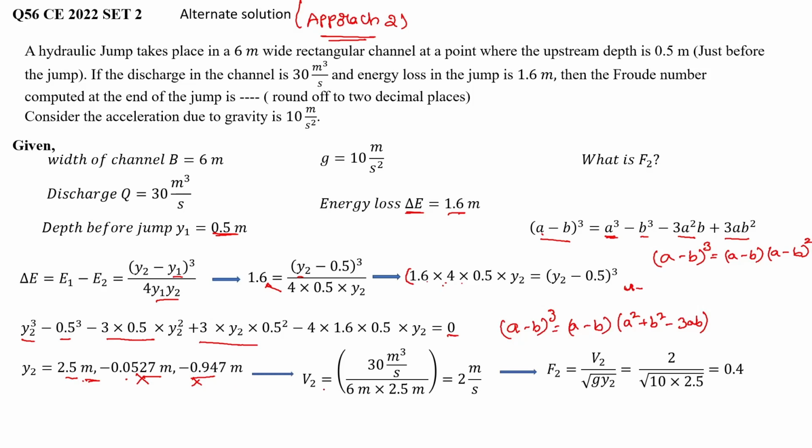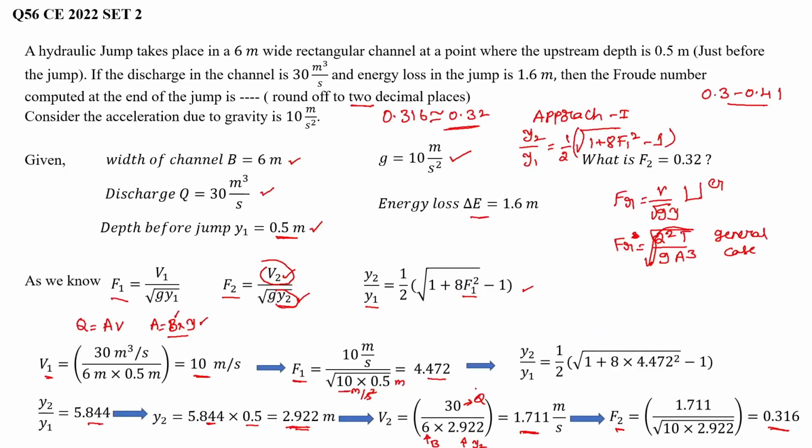Use this particular information to calculate V2, which is equal to 30 meter cube per second divided by 6 meter into 2.5 meter. 2.5 is the depth after the jump, and 6 meter is the width B, and this is Q. So as we know, Q equal to A into V. So we are doing the simple form, using that formula only. So V2 equal to Q divided by B into Y2, which gives us a value of 2 meter per second.